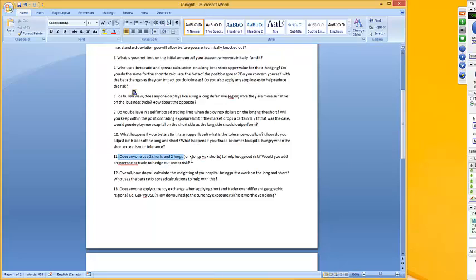Okay, so we were talking about something before. Let's say you're using 2 shorts and 2 longs in a position, or X longs and X shorts, to hedge out risk. Would you add an intersector trade to hedge out the sector risk?